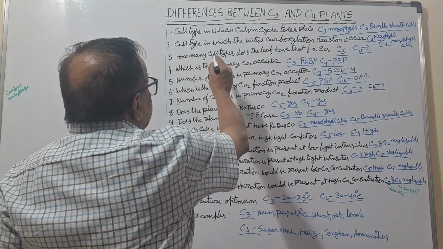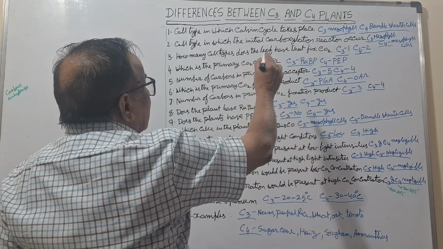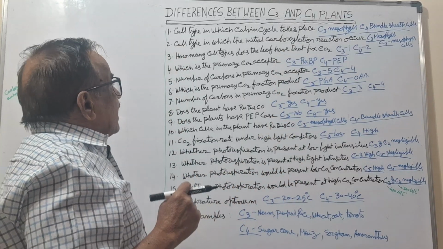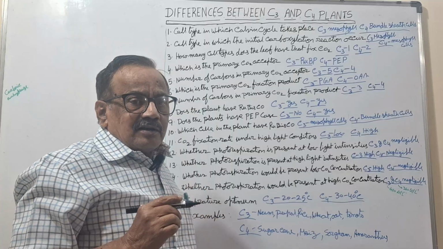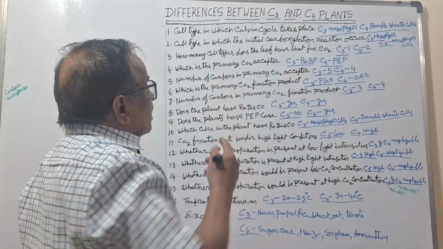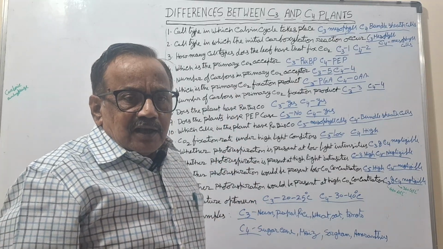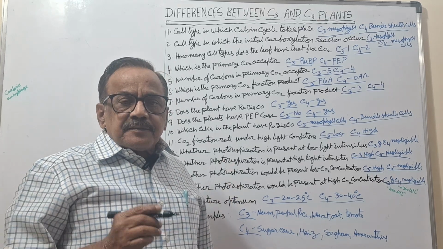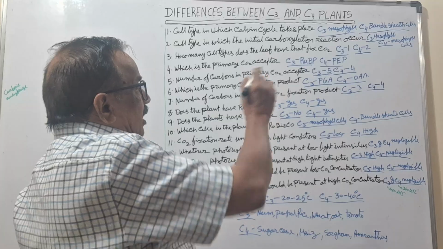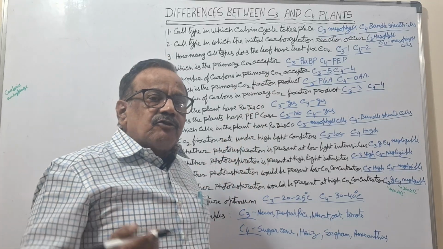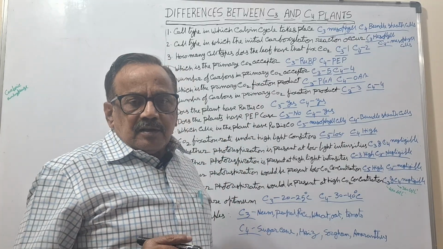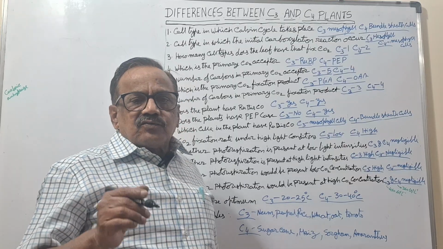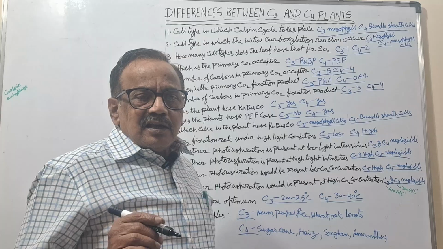And the cell type in which the initial carboxylation reaction occurs. Carboxylation means carbon fixation, and it takes place in the mesophyll cells, in C3 plants and C4 plants also. First fixation, carbon dioxide fixation, either C3 or C4, will be in the mesophyll cells of the plant.